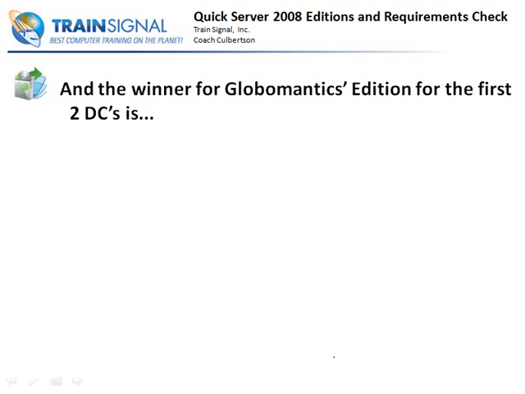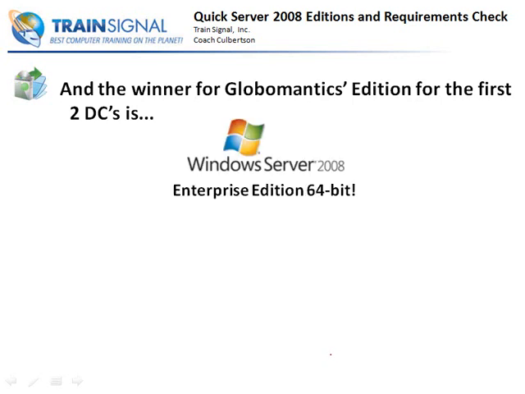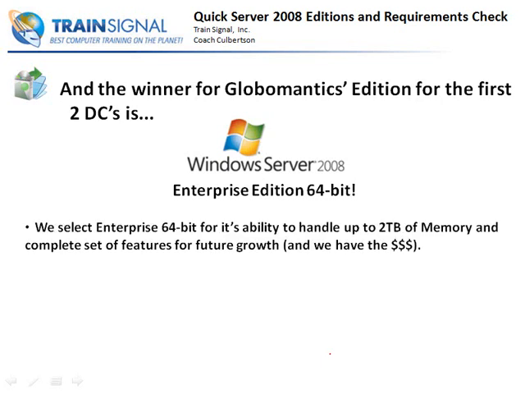Now we need to stop and think, which edition are we going to use for our first 2 domain controllers? The one that we're selecting is Enterprise Edition 64-bit. Now let me tell you why we're picking that one. We're going to pick this one because it can handle up to 2 terabytes of memory.